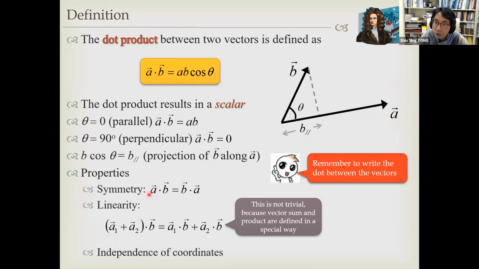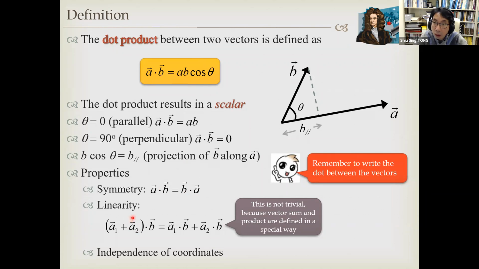Now the dot product has certain properties. The first thing is that it has a symmetry between A and B. A dot B is equal to B dot A, and it's obvious because both A dot B and B dot A yield the same result of AB cosine theta.